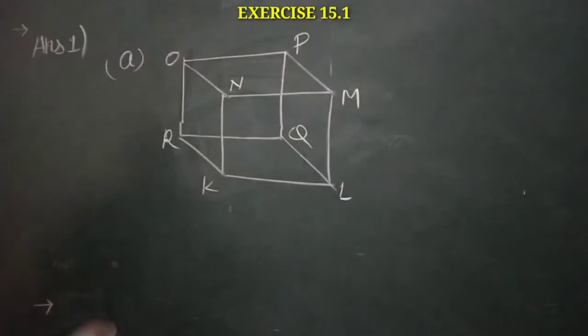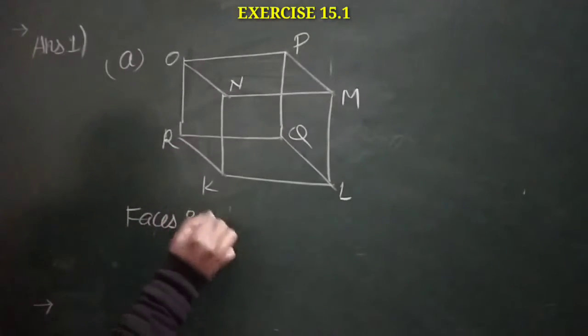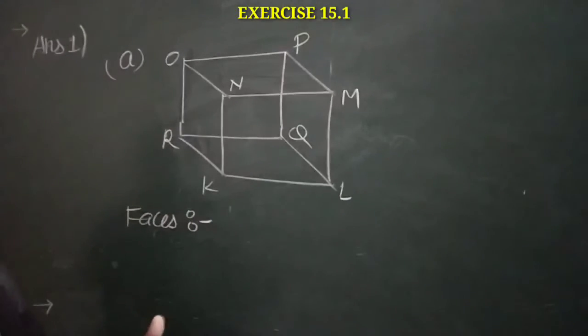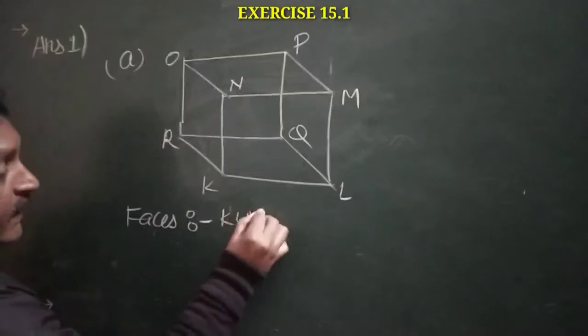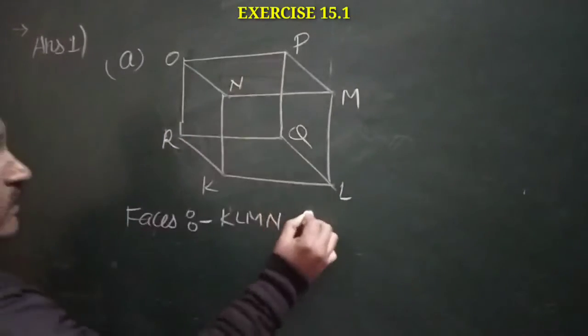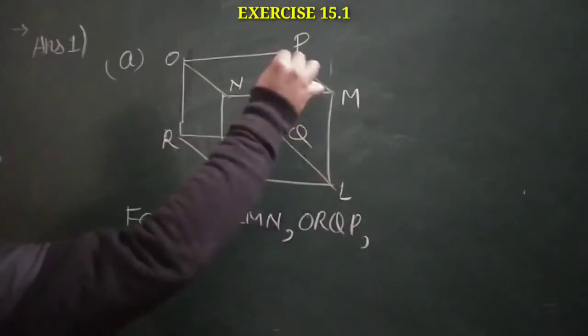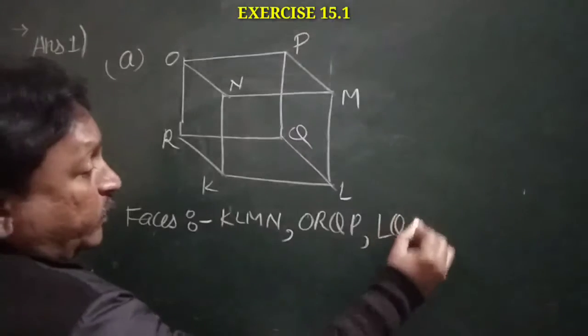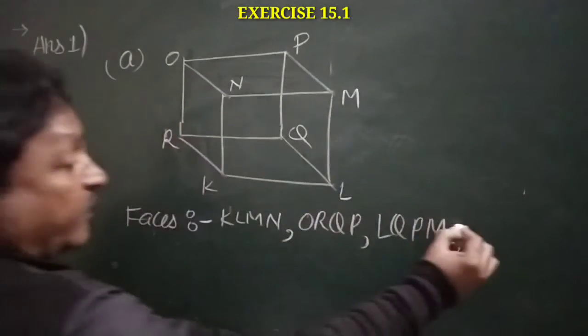In part A, first of all, it is asked faces. We all know that either cube or cuboid, they have 6 faces, meaning KLMN, comma, ORQP, okay, LQPM, and one more ORKN.